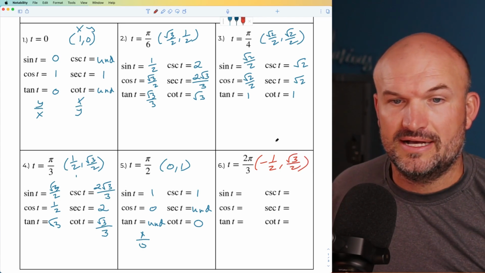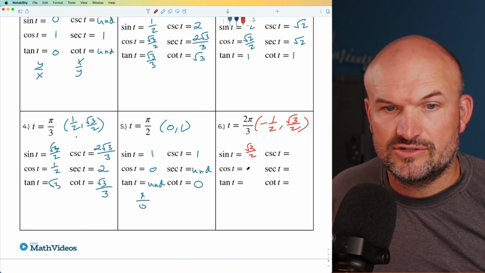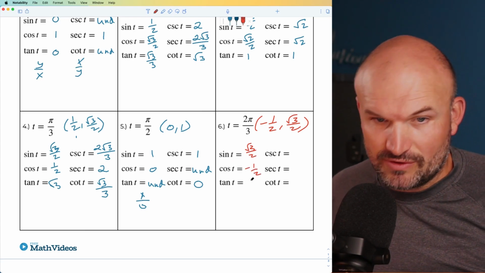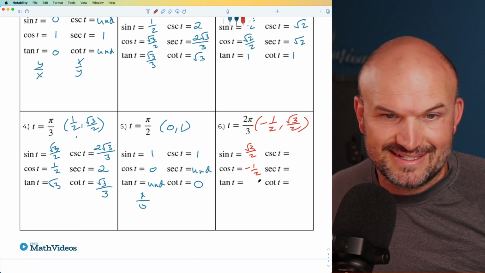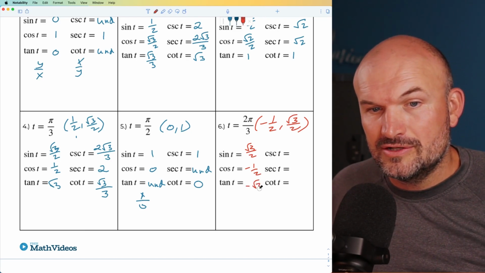All right, so now let's go through it. Sine is going to be square root of 3 over 2. Cosine is going to be negative 1/2. Tangent is square root of 3 over 2 divided by 1/2, right? You guys got it? That is going to be a negative square root of 3, right?